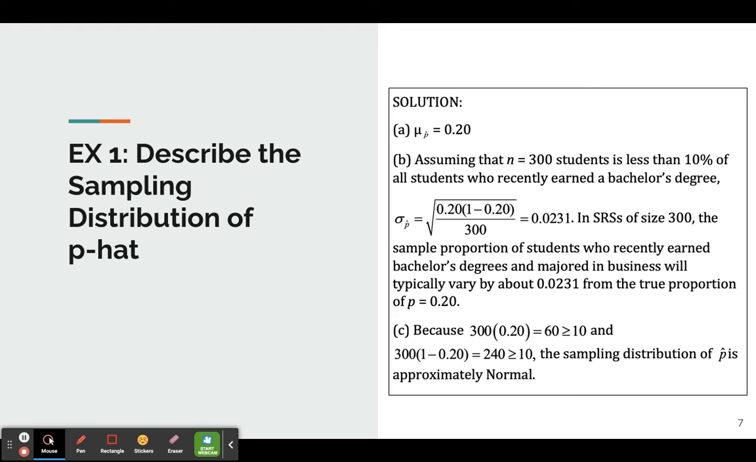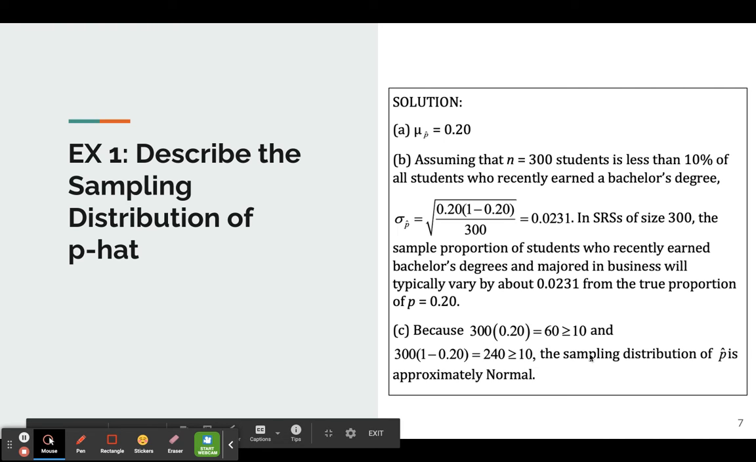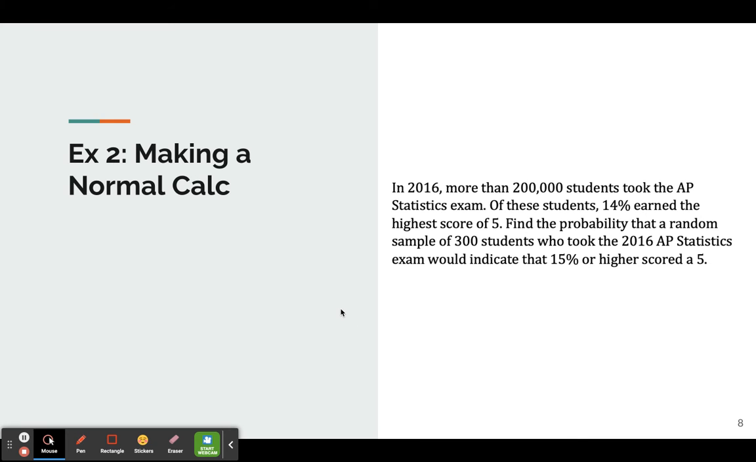And then lastly, because 300 times 0.2 is equal to 60, which is greater than or equal to 10, and 300 times 1 minus 0.2 is 240, which is also greater than or equal to 10, the sampling distribution of p hat is approximately normal. So here we had to verify the large counts condition. And because that condition is true, we know the sampling distribution of p hat is approximately normal. All right. So let's go on to another example where we're going to actually apply some of what we just learned and then make a normal calculation.